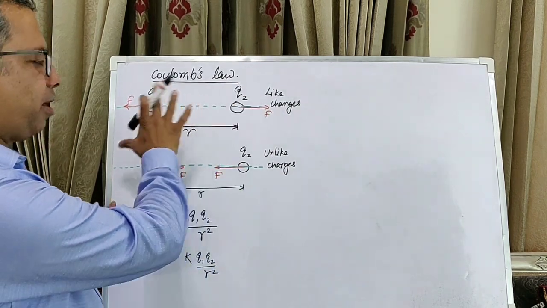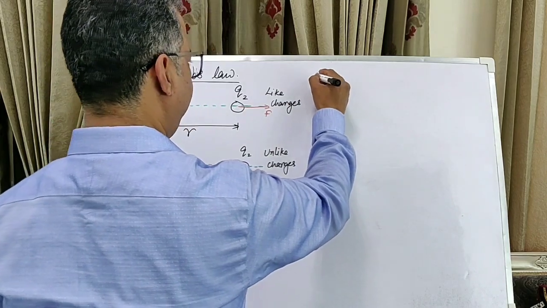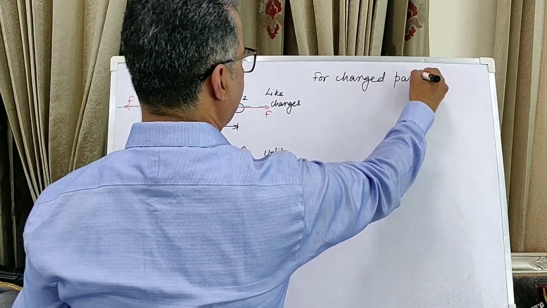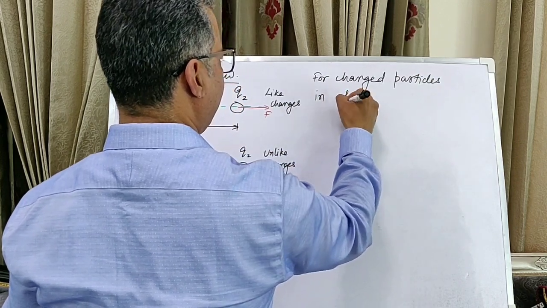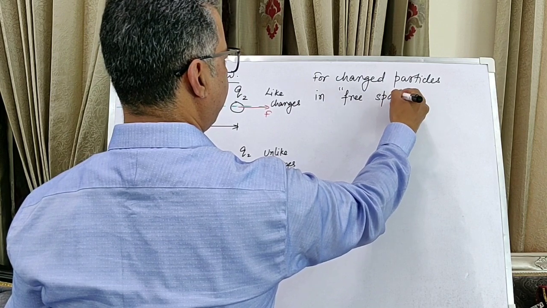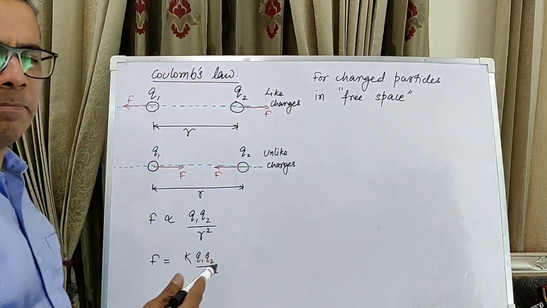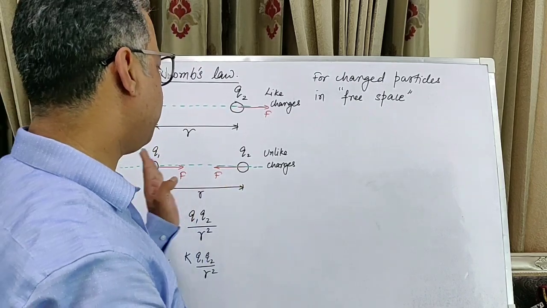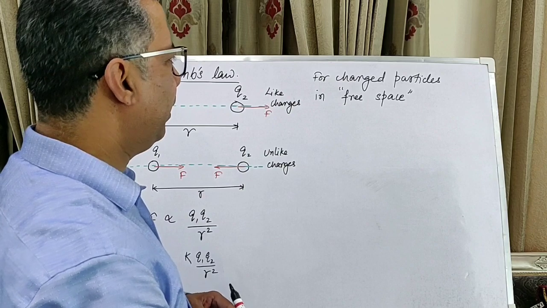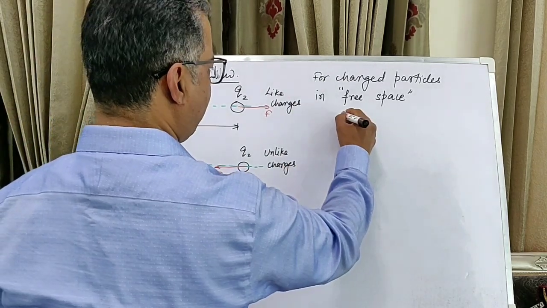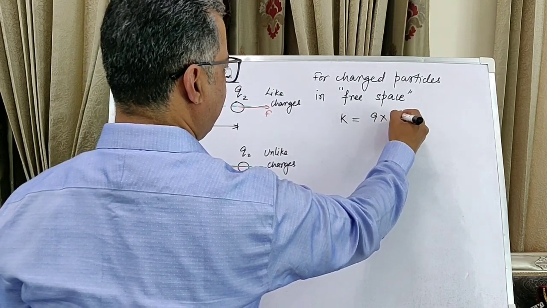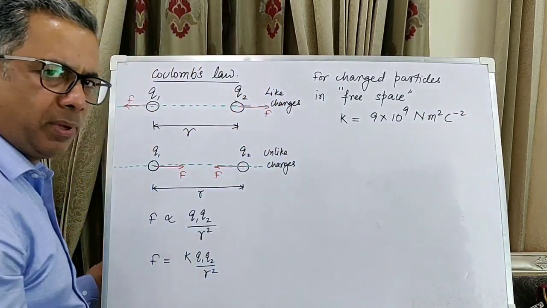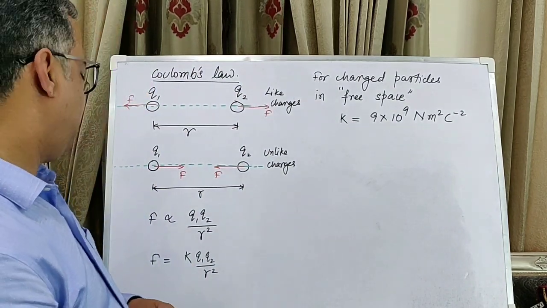Now, if these charged objects are placed in vacuum or in free space, now free space as in free of matter. So we are talking about space which is free of matter, which basically means vacuum. If we have charged particles placed in vacuum, then the value or the magnitude of this constant will be 9 into 10 to the power 9 Newton meter square per Coulomb square. Coulomb, I introduced Coulomb as the unit of charge in the previous video.